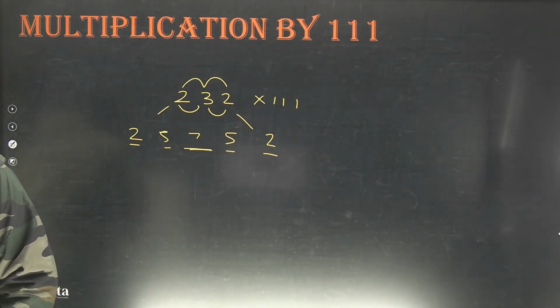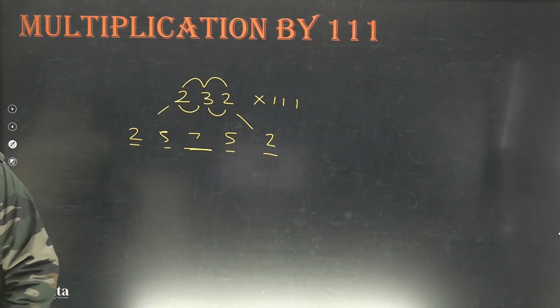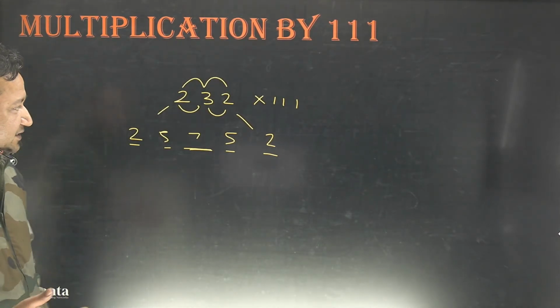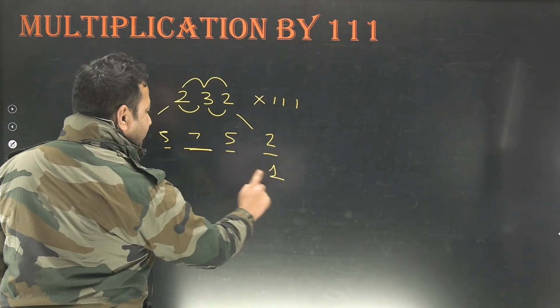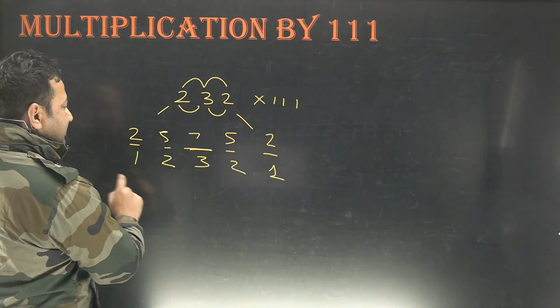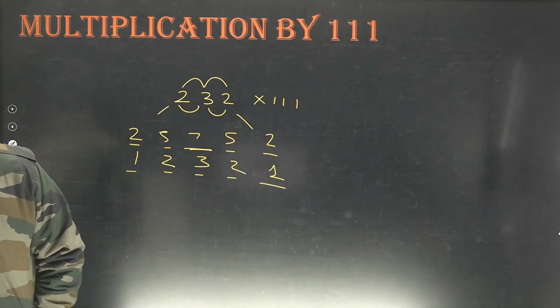So what is happening? In the case of 11, we are taking from the rightmost side 1 digit, leftmost 1 digit, then 2 digits each. But in this case, we are taking 1 digit, 2 digits, 3 digits, then 2, and then 1. So basically, the pattern is 1, 2, 3, 2, 1. Okay? Now, I'll make you understand in one more way.